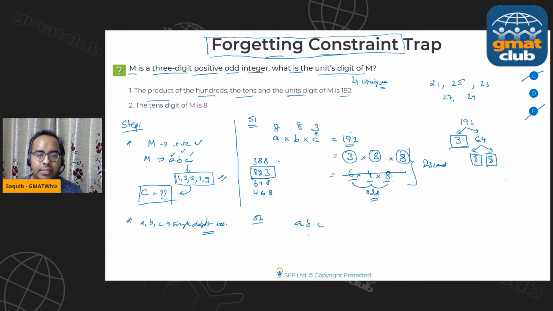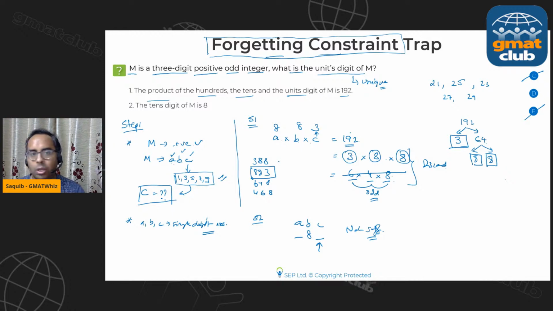They're just telling me that the tens digit is 8. But I'm interested in the unit digit. I'm interested in the value of C. And the second statement is not giving me any information about the value of C. So you can simply discard it and say that this is not sufficient. So the correct answer in this case is going to be option A.